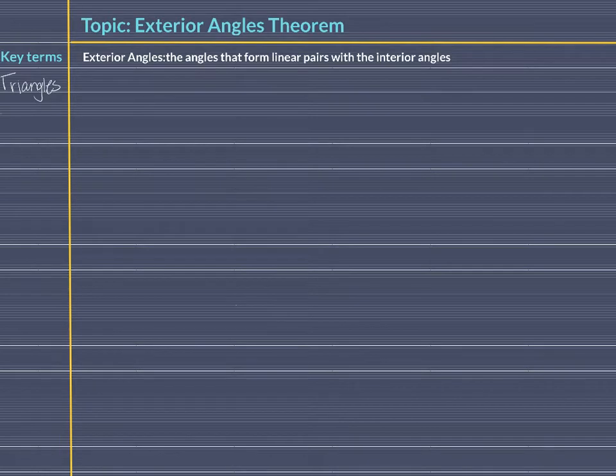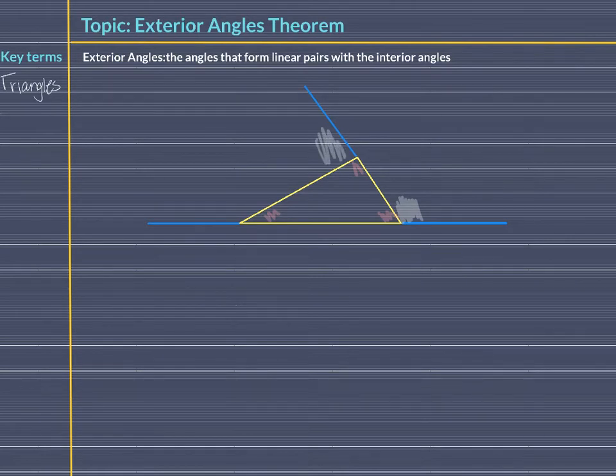Let's look at a visual representation. We have our original three interior angles here, here, and here. And when I extend out the sides of the triangle, what I can see is I also have three linear pairs to those interior angles. And those are here, here, and here.